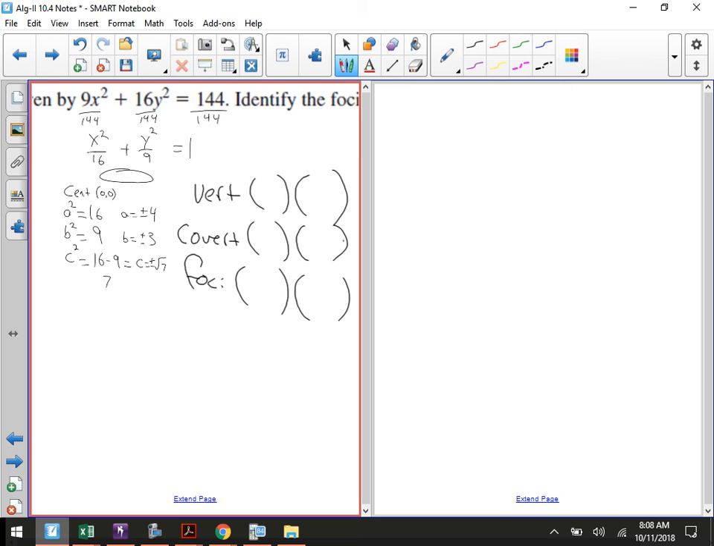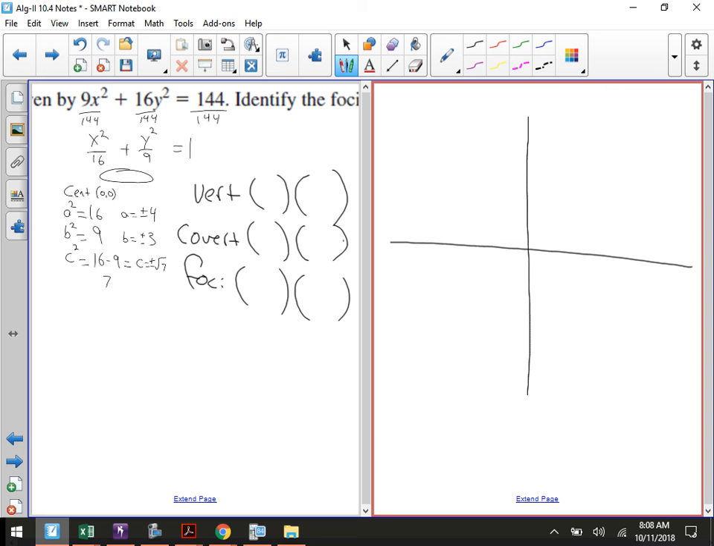And then I start drawing it. Center's at the origin. Distance from the center to the vertex is A. So I go left and right, 4.